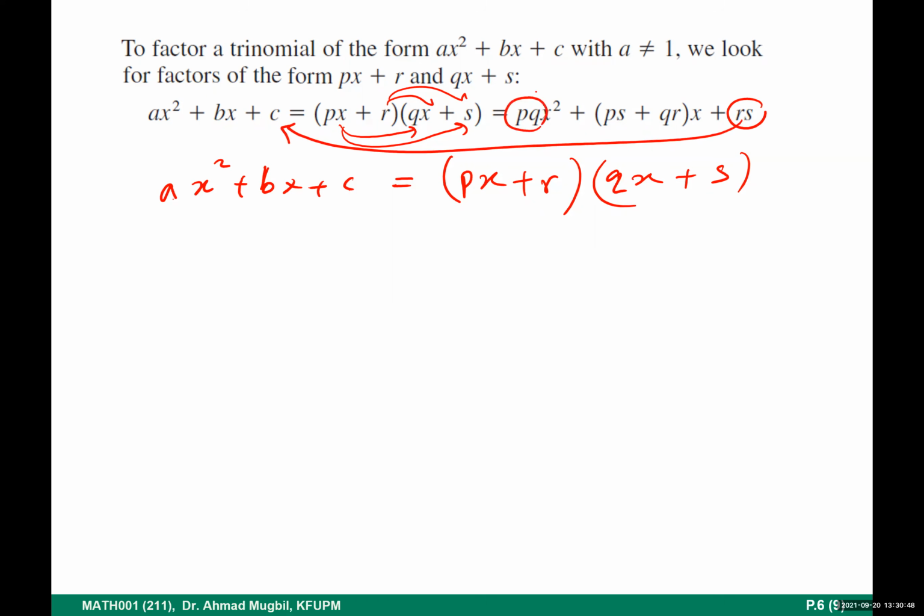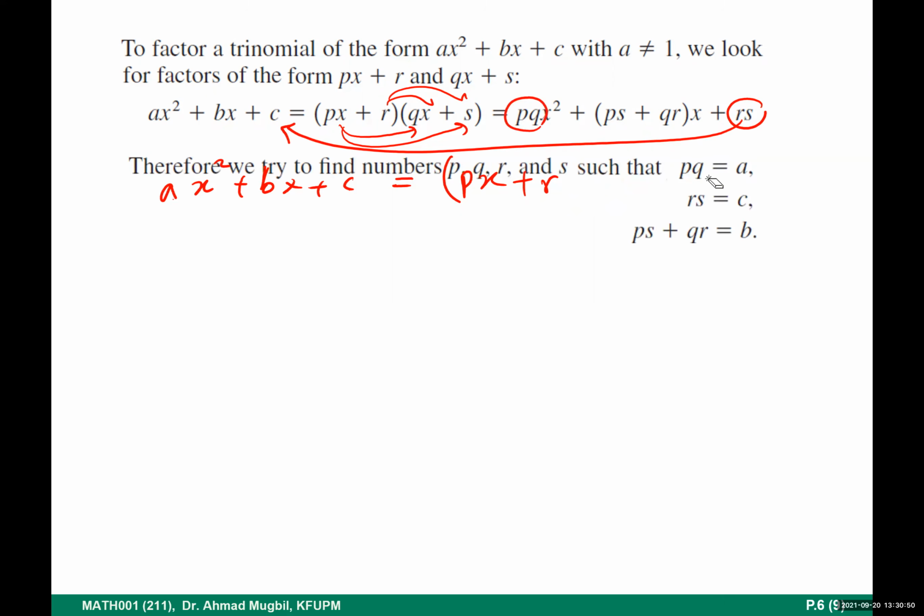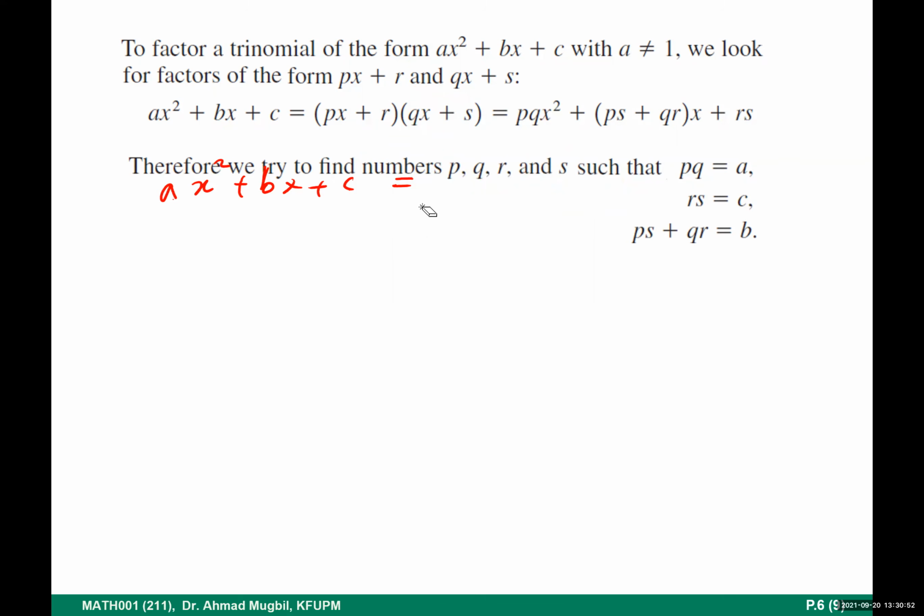pq is what? I think I did write it here. I did mention it here. Look, pq is a, and rs is c, and the sum of the cross products is b. So the idea is quite similar to what we did before, but with one extra step and more work. Let's take this example.